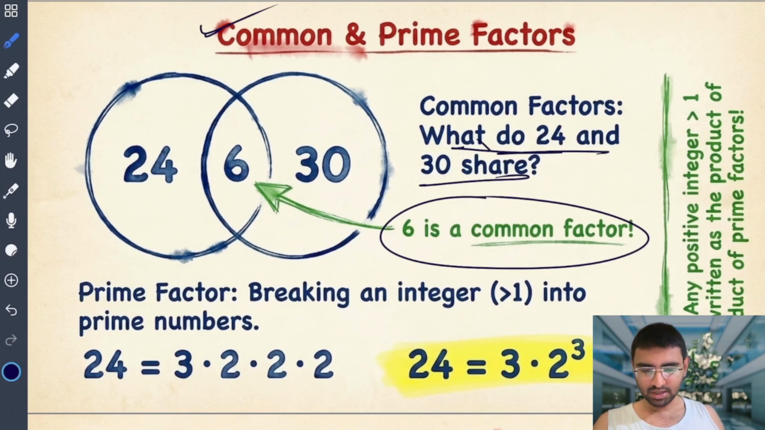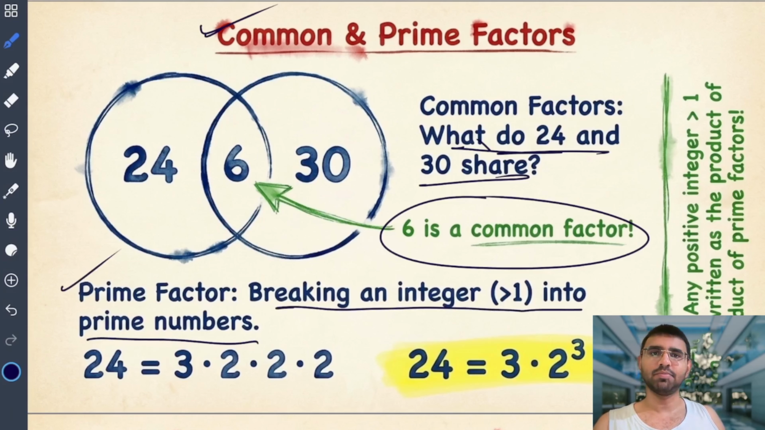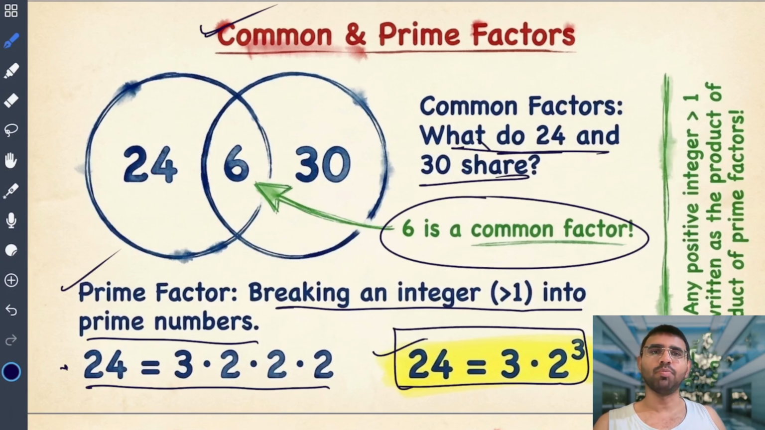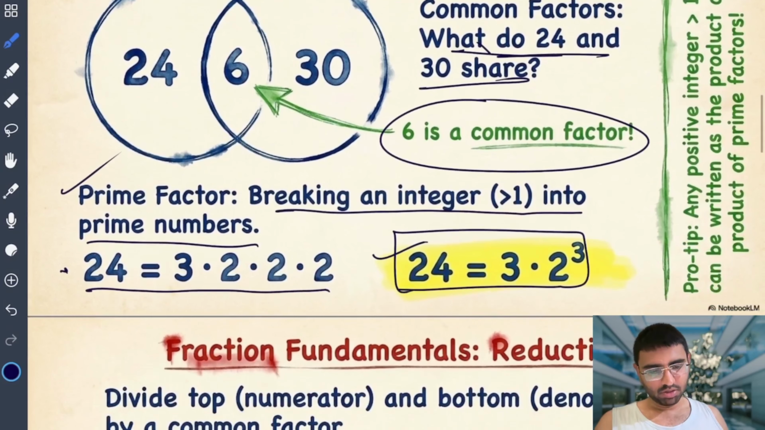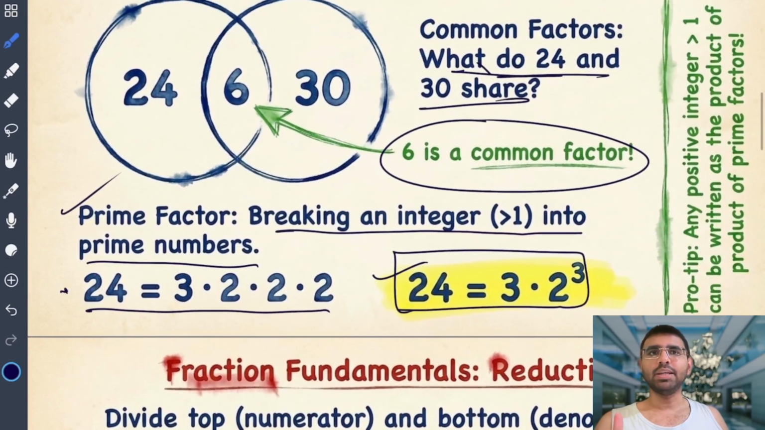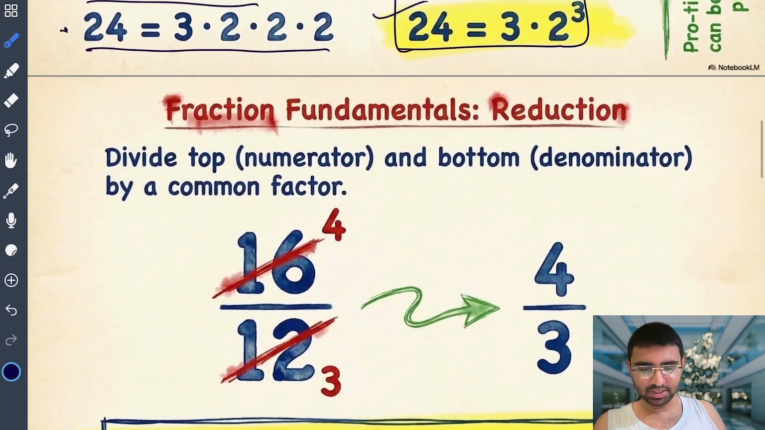And prime factors, what are prime factors? Breaking an integer more than 1 into prime numbers. For example, 24 is equal to 3 into 2 into 2 into 2. So this is the breaking of the integer into prime numbers. Or we can say 24 is equal to 3 into 2 cubed. There is a tip: any positive integer more than 1 can be written as the product of prime factors. Clear? Next is the fraction fundamentals.